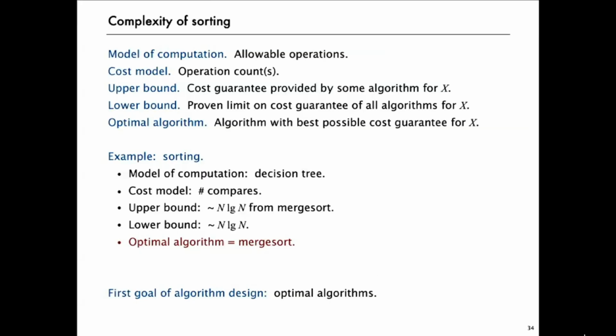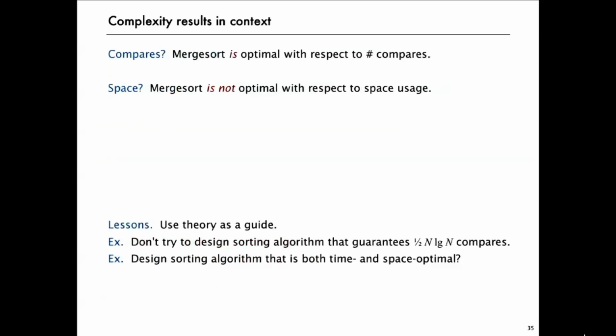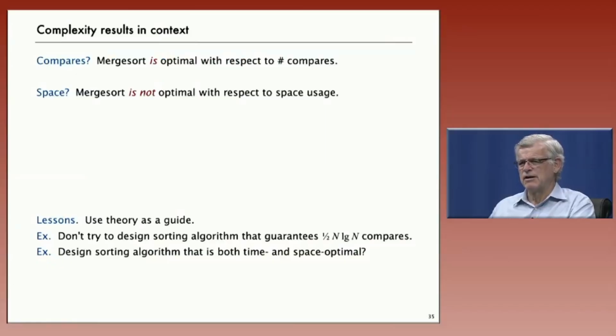That's the first goal of algorithm design, to try and find optimal algorithms for the problems that we need to solve. Now, you have to take these results in context. Really, what we proved is that merge sort is optimal with respect to the number of compares, but we already know that it's not optimal with respect to space usage. Merge sort uses extra space proportional to the size of the array it has to sort. And simple algorithms like insertion sort don't. They don't use any extra space at all.